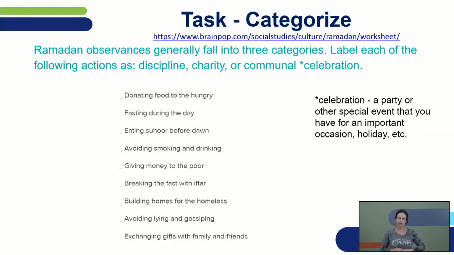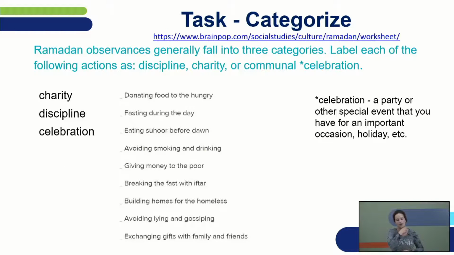So now let's go over this together. Donating food to the hungry. What category did you put this into? If you wrote charity, then that's correct. Fasting during the day, not eating and not drinking during the day. Remember, drinking water, soda, juice, all these things. This is discipline, right? You need to have discipline because you feel thirsty and you feel hungry, but not to drink and not to eat takes discipline, control.